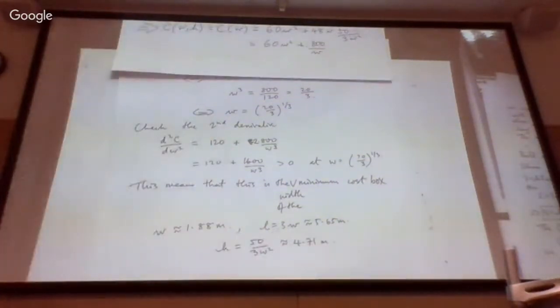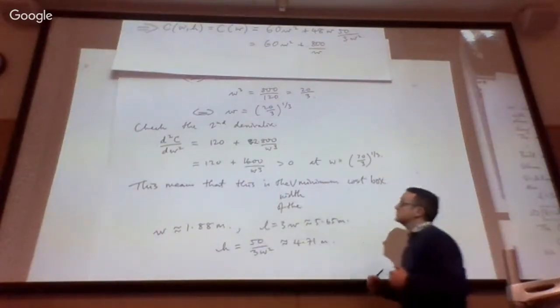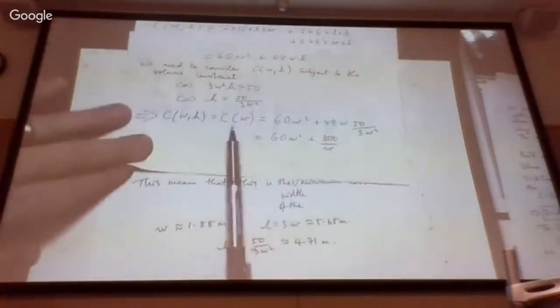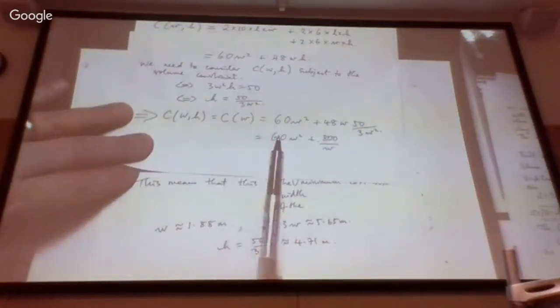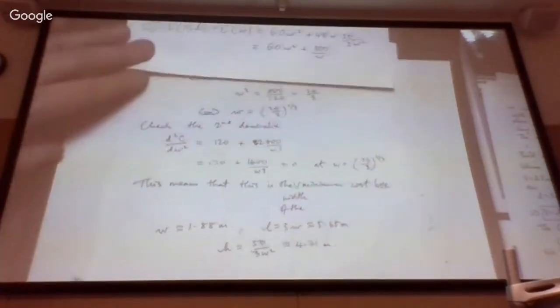So we now know exactly the dimensions of the box. I haven't expressed the cost, but you can feed these values back into your C of W up here and evaluate it at this cube root, and you could actually find the minimum cost as well.